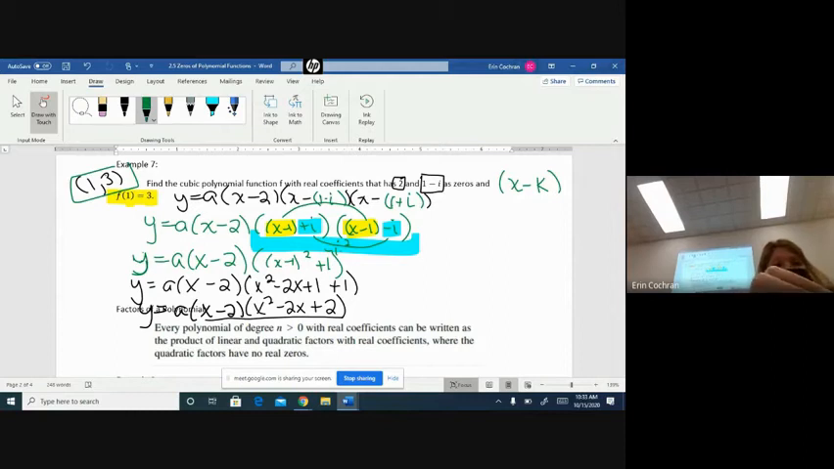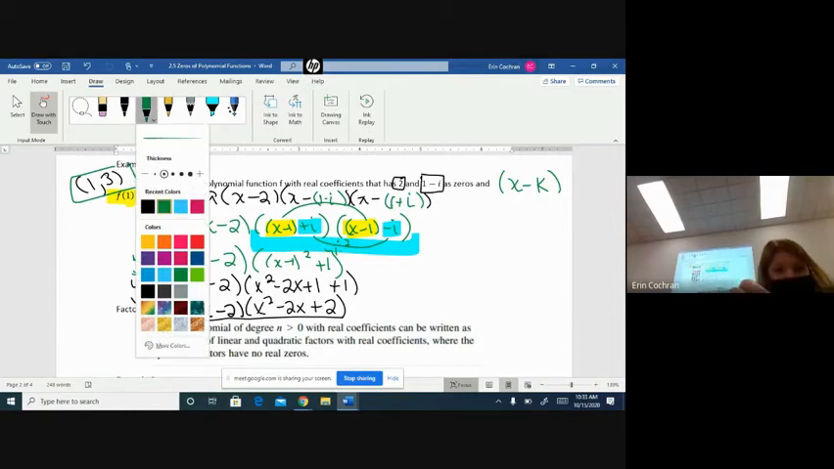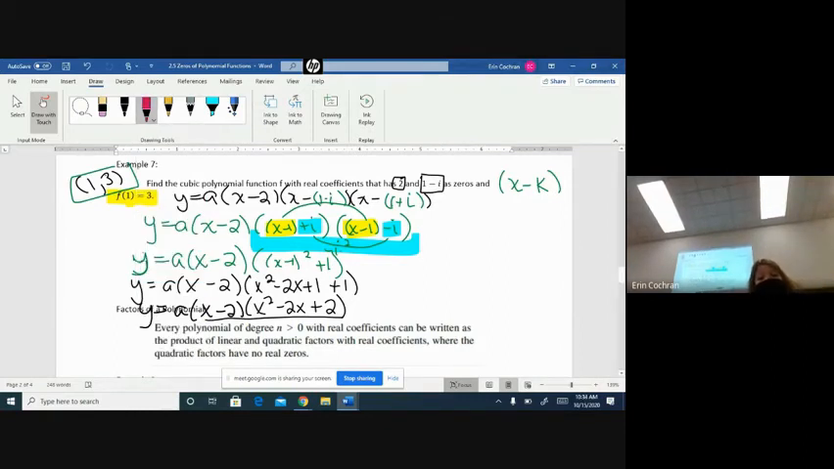Where will 1 go into? The x. And where will 3 go into? The y. So I'm going to have 3 equals A times 1 minus 2, right? What's 1 minus 2? Negative 1. All right. Times, what's 1 squared? 1. 2 times 1? Plus 2. So what's 1 minus 2 plus 2?